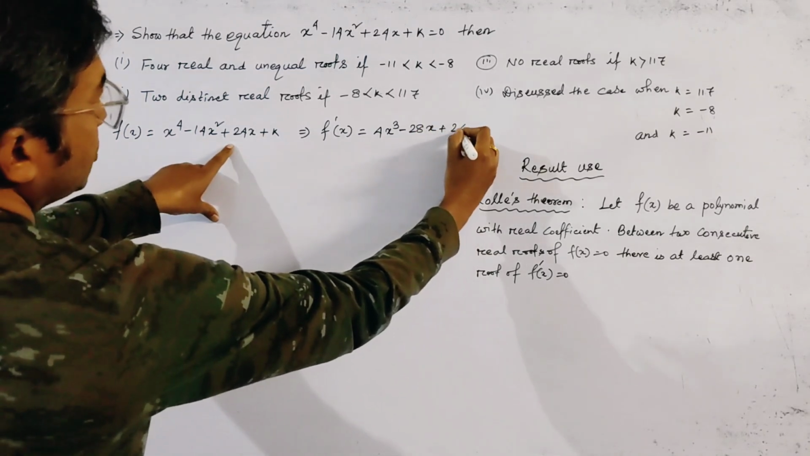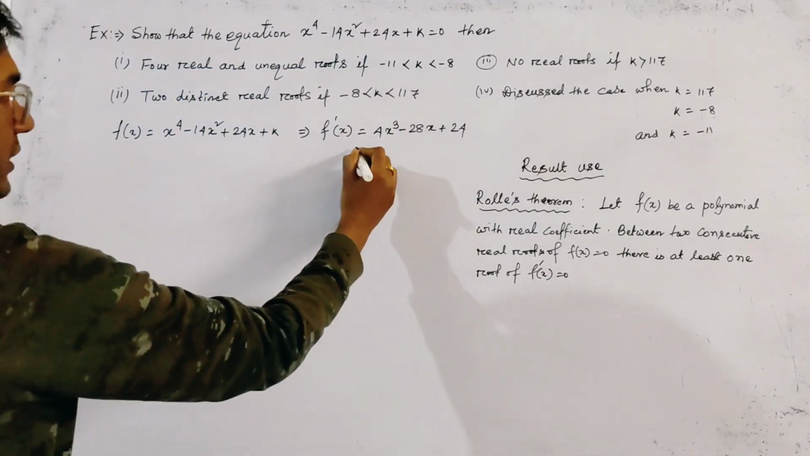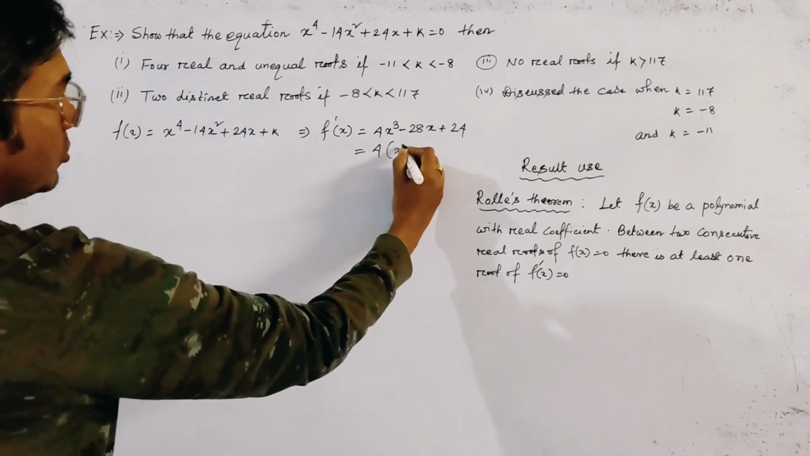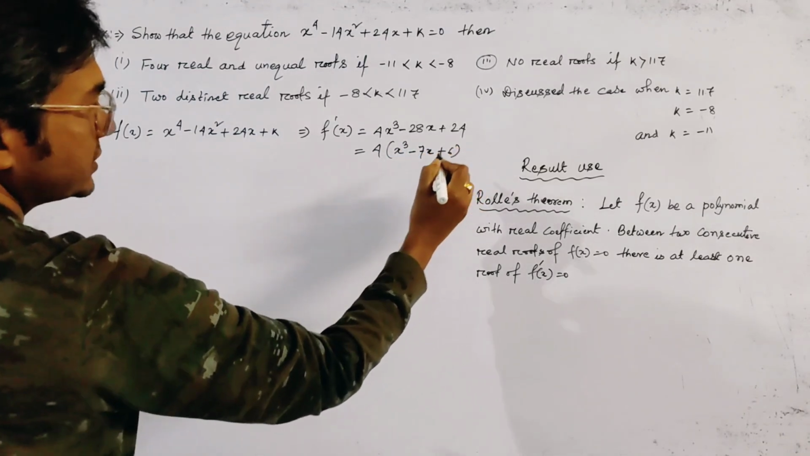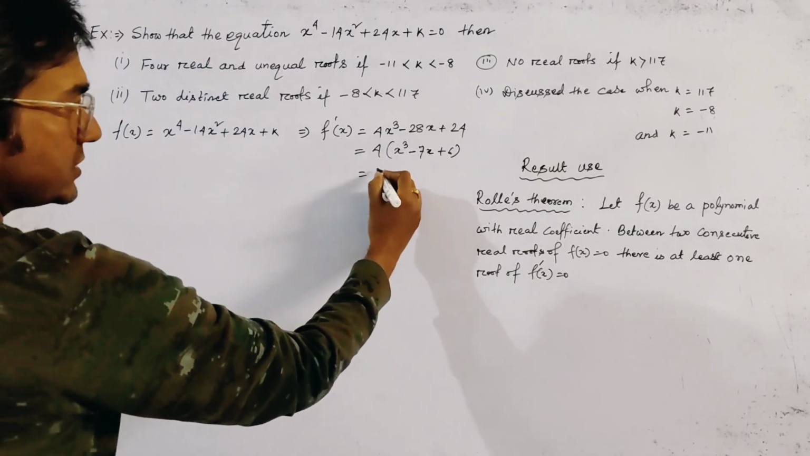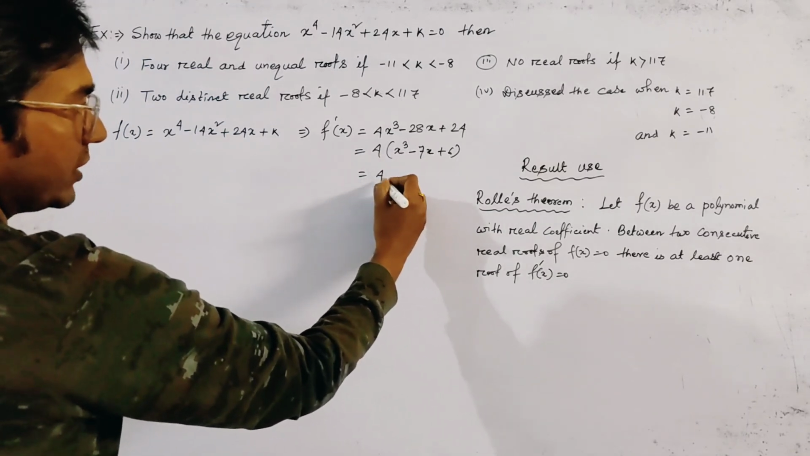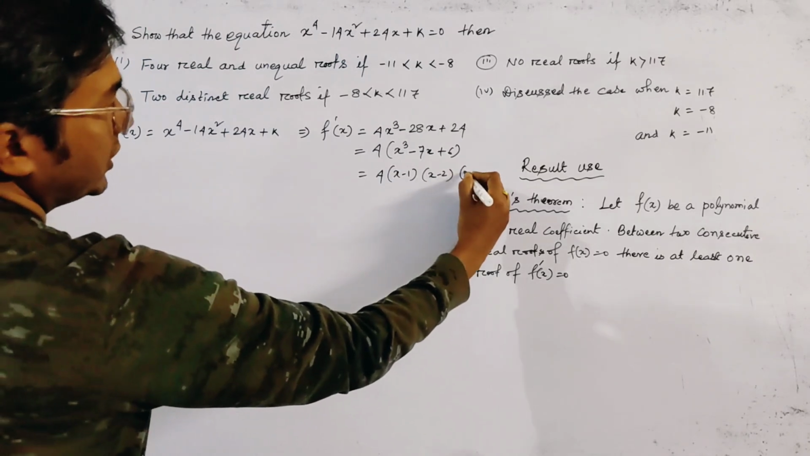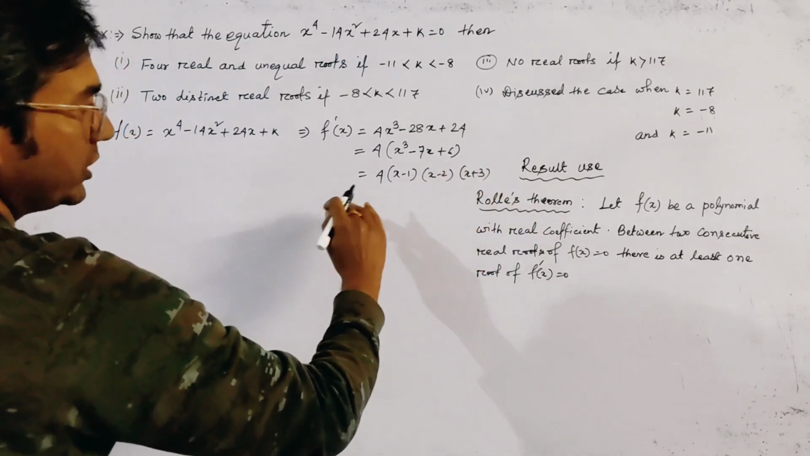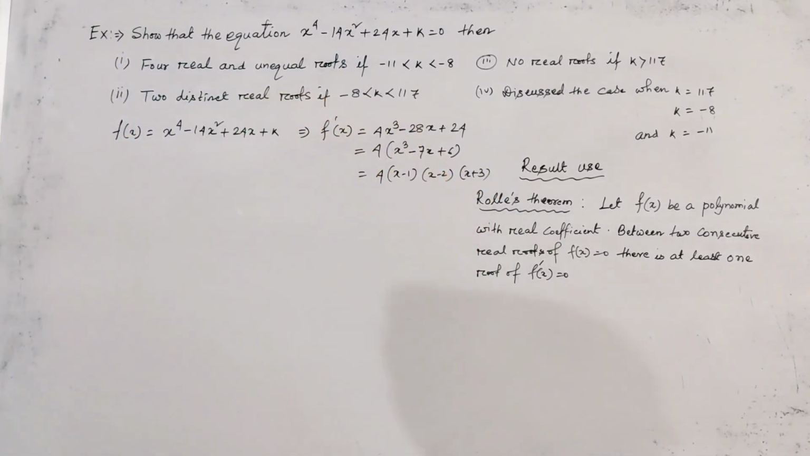28x plus 24, which is 4 into (x cube minus 7x plus 6). Factorizing this by the vanishing factor method, we get 4 into (x minus 1)(x minus 2)(x plus 3). We directly write the vanishing factors here.